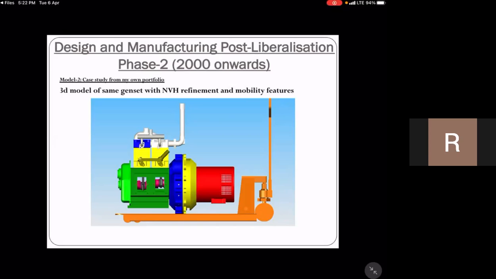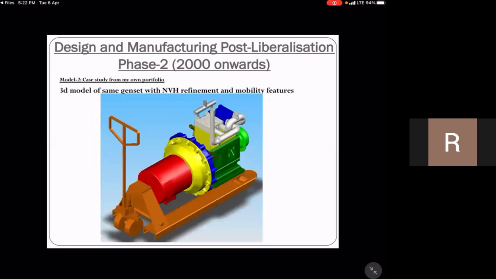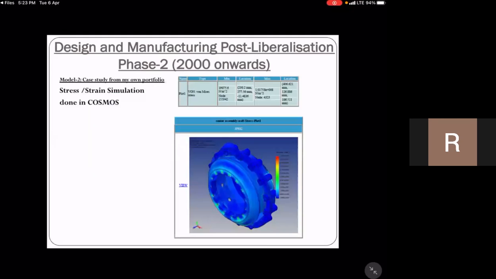This diesel generator weighed about 500, 600 kilograms. So it was easy to move around on a variety of surfaces. This is another view of that diesel generator. The yellow, blue, and orange components were the components we developed over here. This is the basic static analysis on the center component, the cast iron housing.